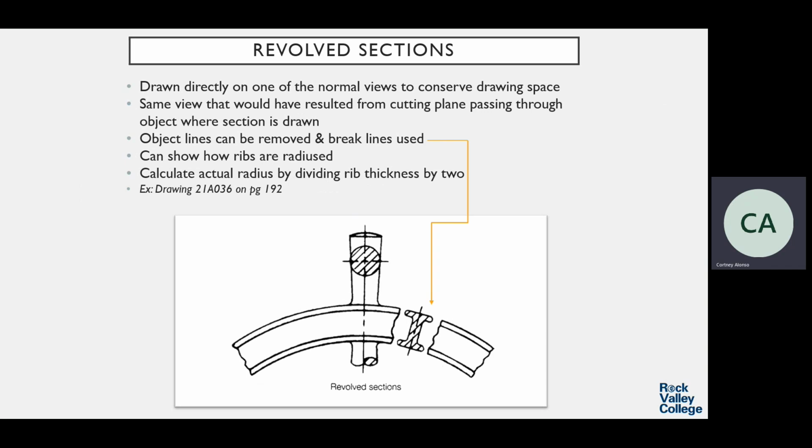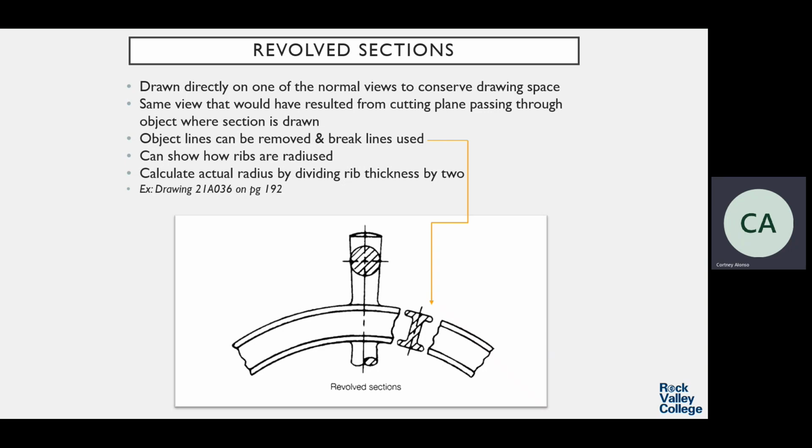Okay, so now different types of sections. We went over full, then we went over half sections. Now revolved sections. These are drawn directly on one of the normal views. All of these sections are to, one, show a lot of information in one view, and two, to save space. So in this case, you're trying to conserve your drawing space and show as much information as you can.